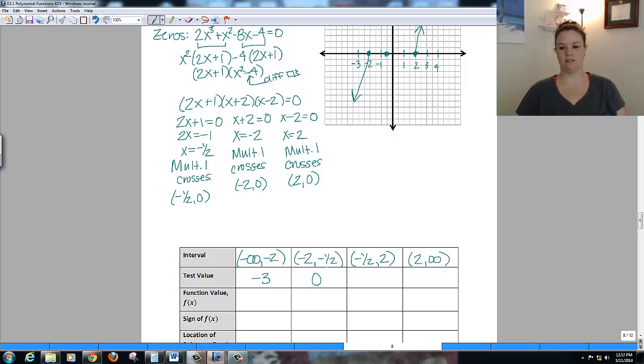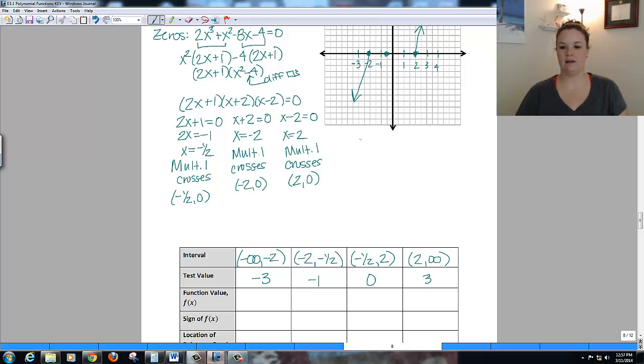Sorry, not 0. 0 isn't between there. We'll plug in -1. In the next interval, I have a negative to a positive, so I can plug 0 in here. And then from 2 to infinity, I'll pick 3. Okay, so let's go ahead and plug these in.